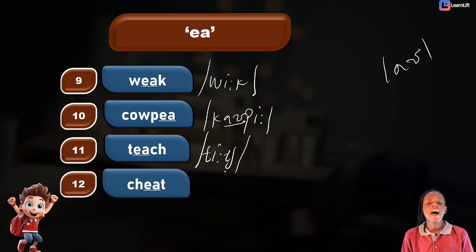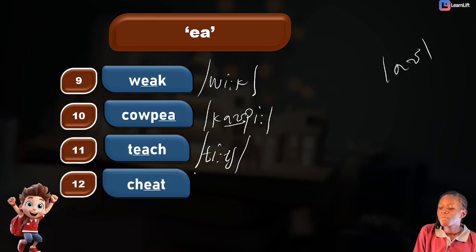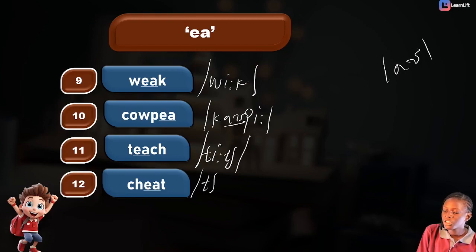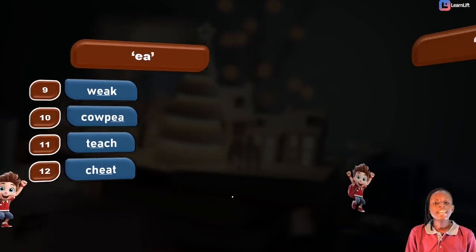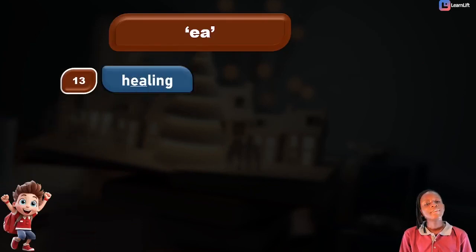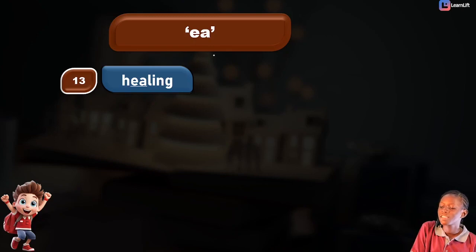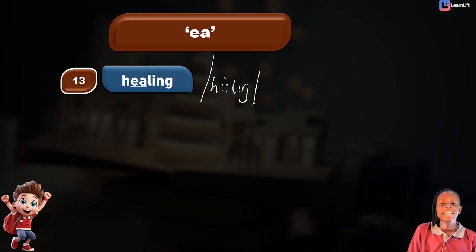Teach. Next I have cheat. Cheat. For my cheat I have eat. Cheat. Next up we have healing. Healing. Now my healing is transcribed as this: he and then ling. Healing.